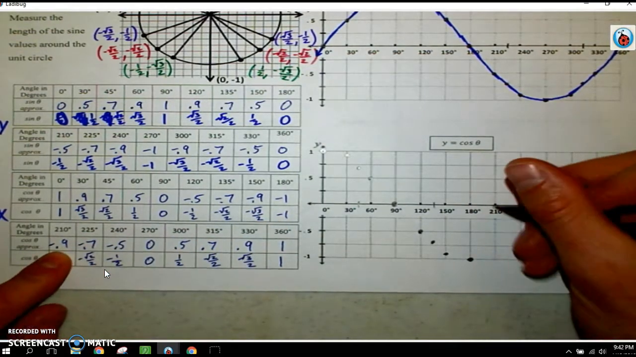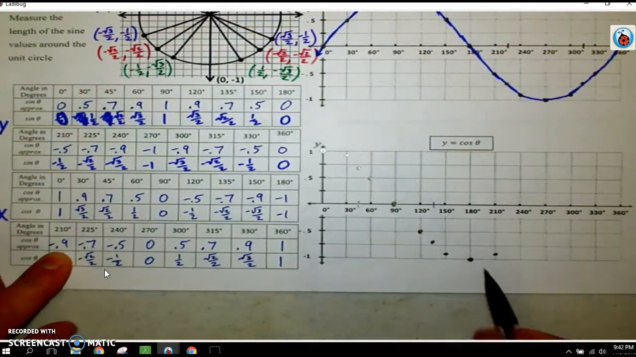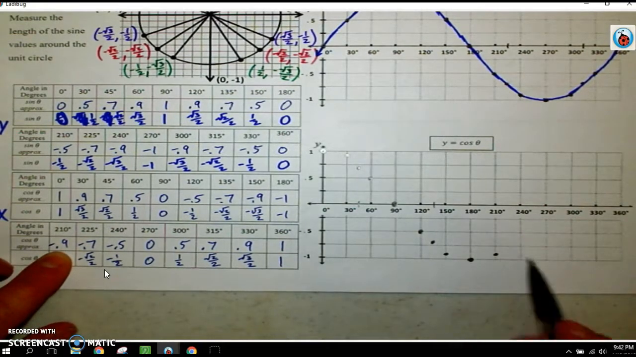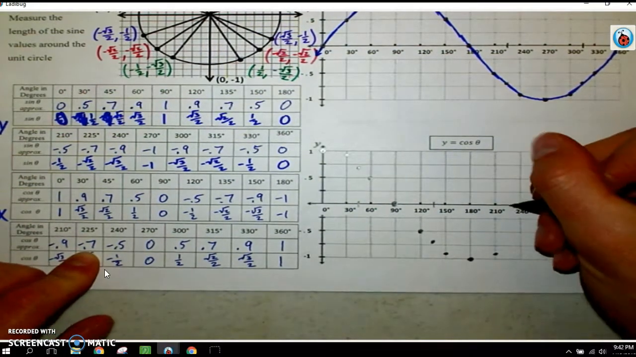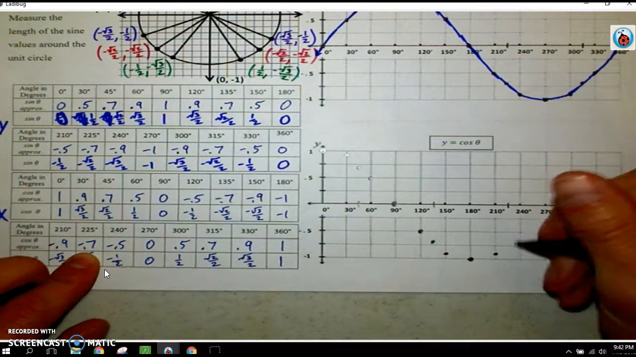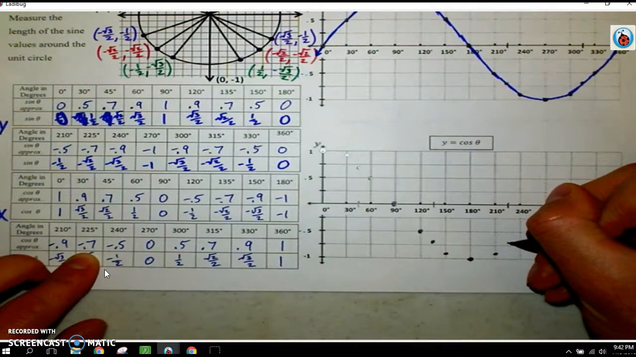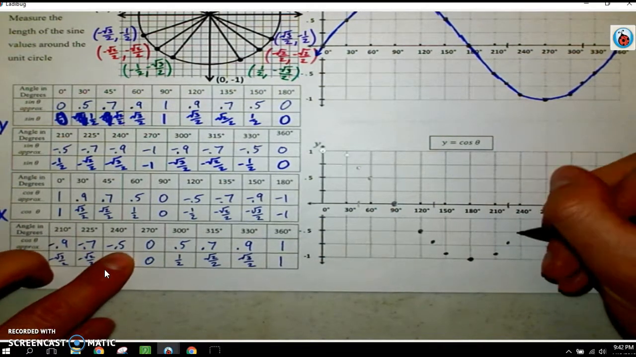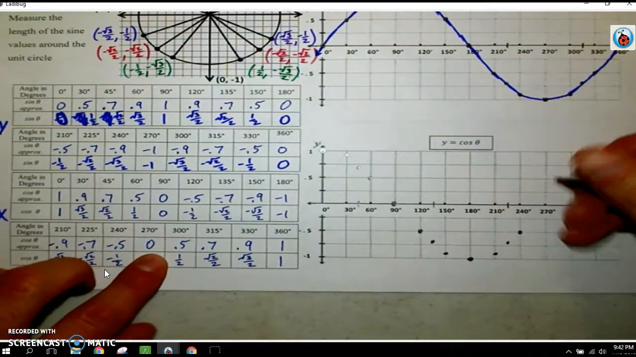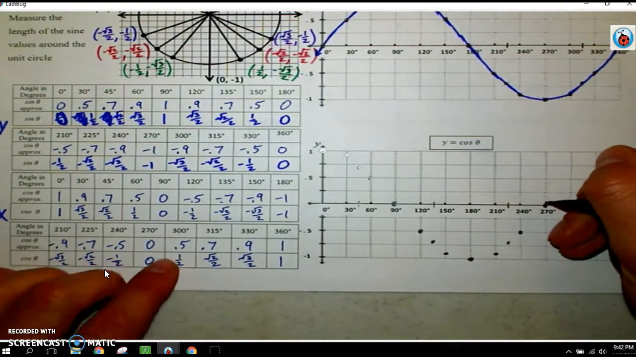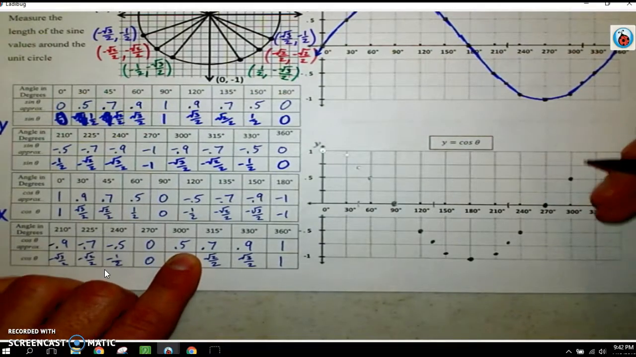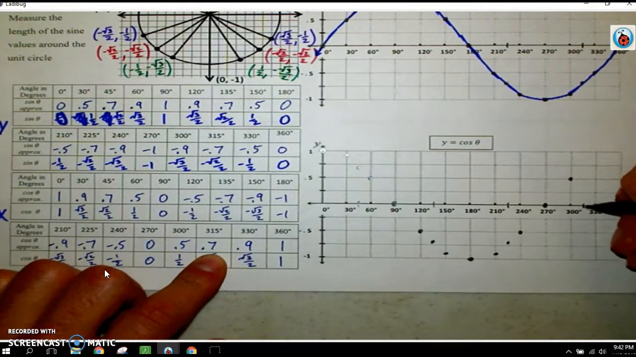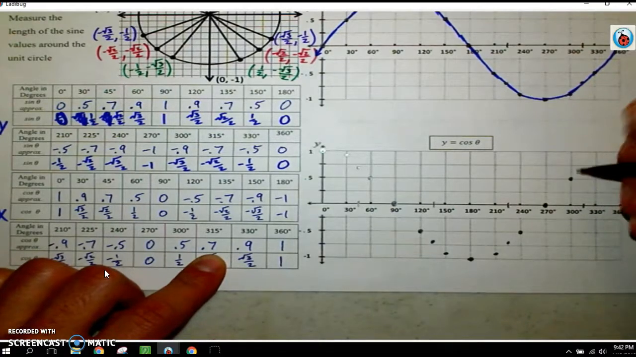At 210, I'm at negative 0.9. And again, you can just kind of look over to your left and match it up horizontally. At 225, so in between these two, I'm at a negative 0.7. At 240, I'm at negative 0.5. And at 270, back to the axis at 0. At 300, 0.5. At 315, so in between these two, I'm at 0.7.